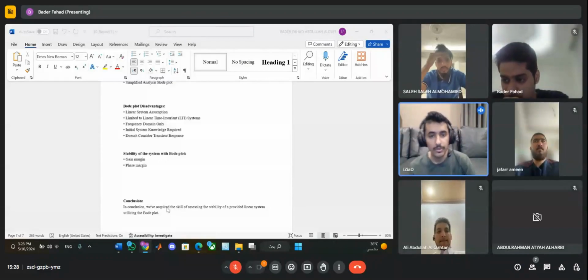Finally, in conclusion, we have acquired the skills of assessing the stability of a provided linear system utilizing the Bode plot. This is the end of our lab.